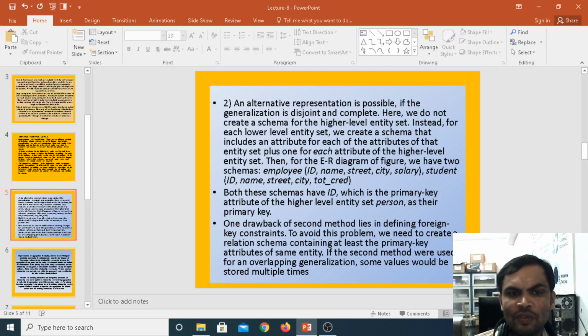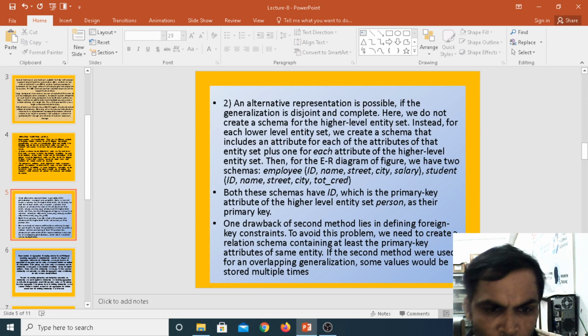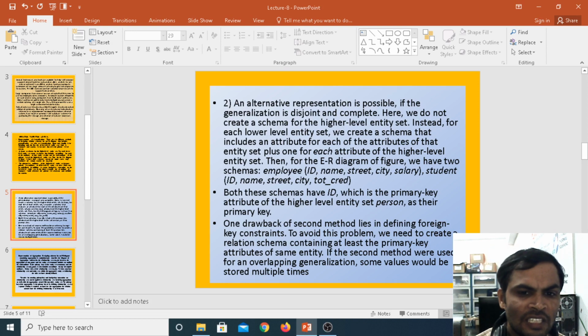Now if you want to go for the alternate representation, it is possible for generalization, with disjoint and completeness constraints. We do not create the schema for the high level entity set, instead we create it for each low level entity set, taking each attribute of the entity set plus each attribute of the high level entity set. Under the ER diagram, two schemas will be there, employee and student. Under employee: ID, name, street, city and salary; student also has ID, name, city.